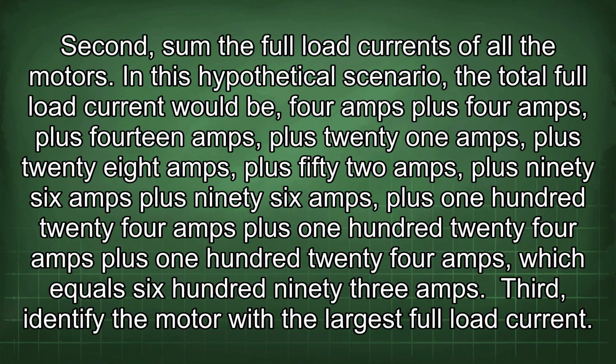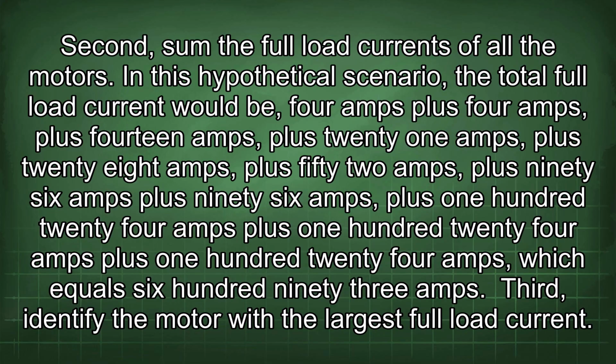Second, sum the full load currents of all the motors. In this hypothetical scenario, the total full load current would be 4 amps plus 4 amps, plus 14 amps, plus 21 amps, plus 28 amps, plus 52 amps, plus 96 amps, plus 96 amps, plus 124 amps, plus 124 amps, plus 124 amps, which equals 693 amps.